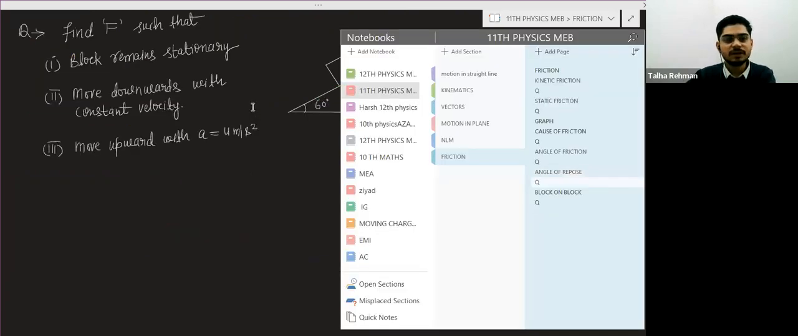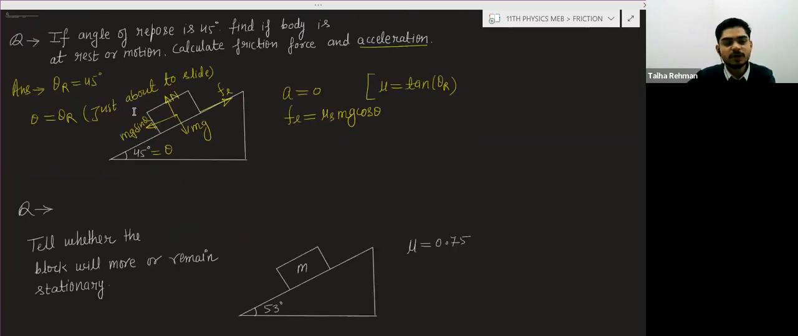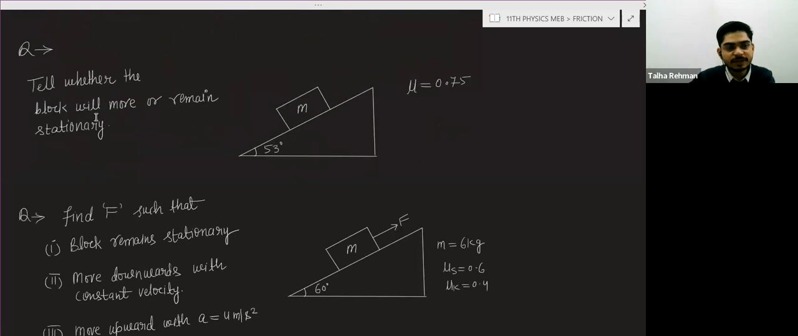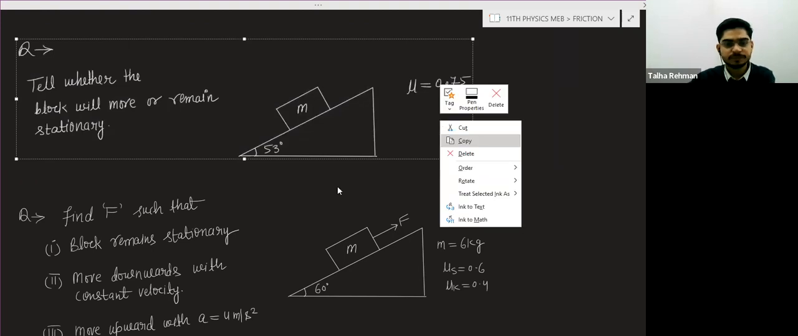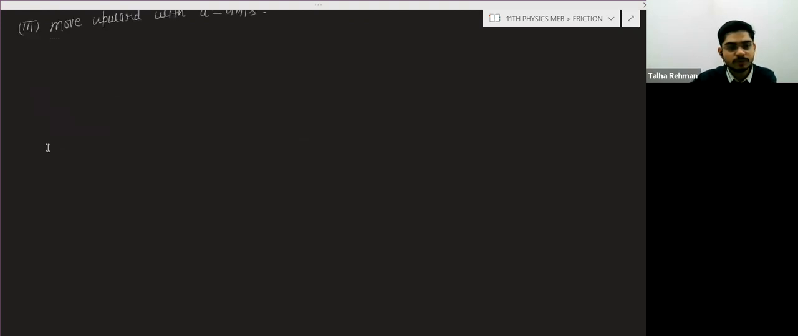For example, we have done this question. Now we will solve this question: tell whether the block will remain stationary. So this thing we will see.